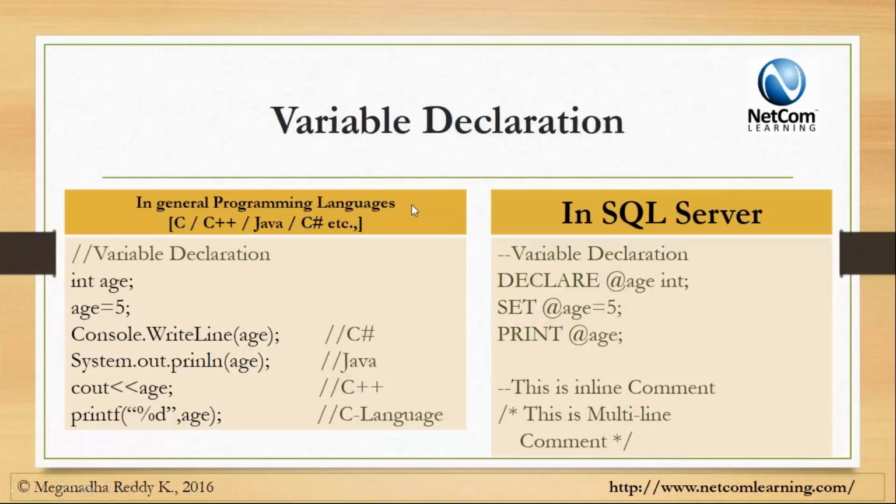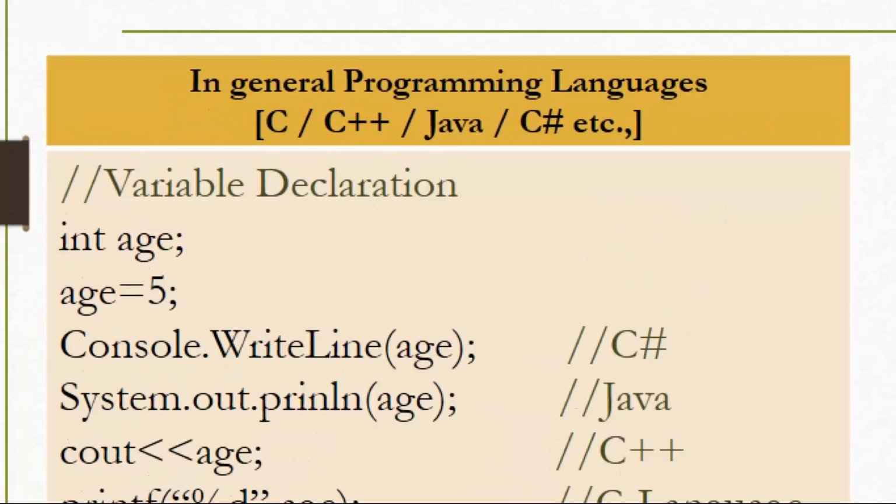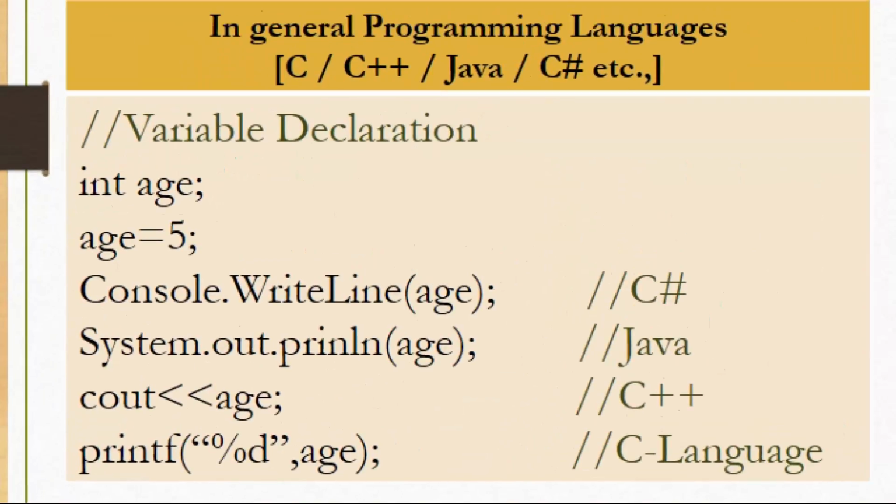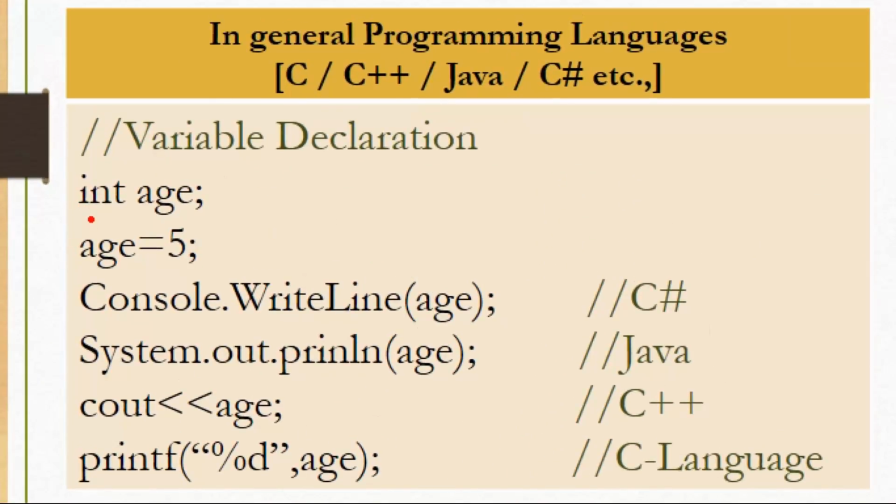Normally, if you are a programmer, you might have seen that in all general programming languages, we declare a variable like this: int age. This is how we declare variables in general programming languages like C, C++, Java, or C#, and we assign a value very simply. We just put age equal to 5, and we print it. Like in C#, we use Console.WriteLine. In Java, we use System.out.println. In C++, we use cout to print it. And in C language, we use printf, right?